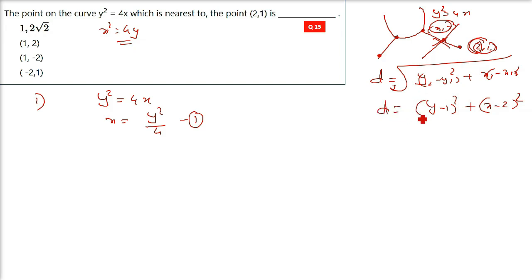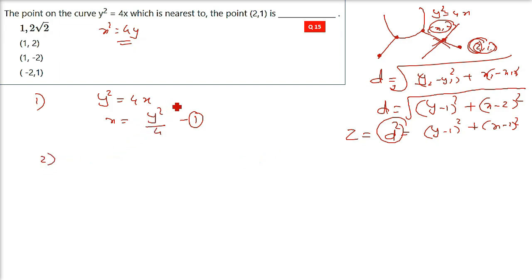So this distance is going to be under root y minus 1 whole square plus x minus 2 whole square, or you can have it swapped also: x minus 2 whole square plus y minus 1 whole square. So now you can square it also. That is d is equal to under root. We don't want to deal with the under root, we don't want to deal with power 1 by 2. So we square both the sides. When we square both the sides, this d square we can call, say, capital Z. So this capital Z is equal to y minus 1 whole square plus x minus 2 whole square.